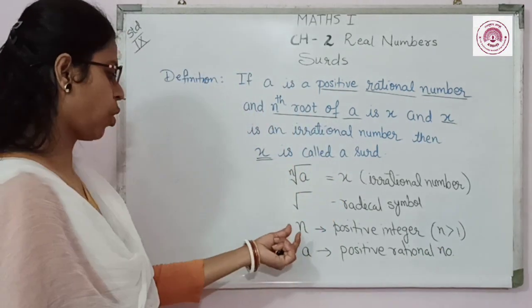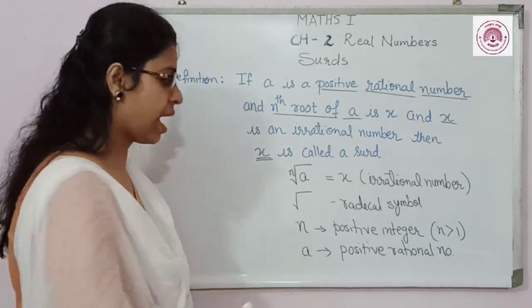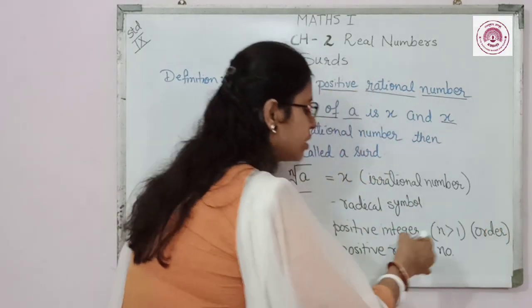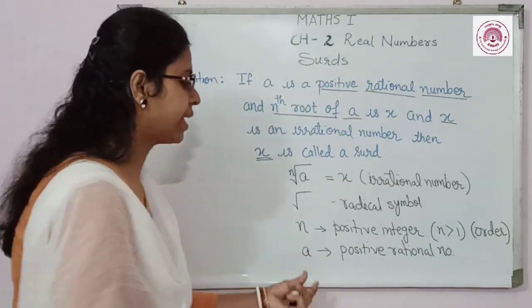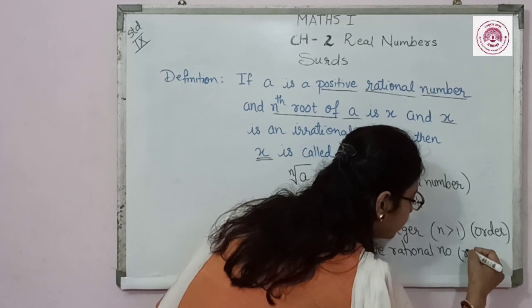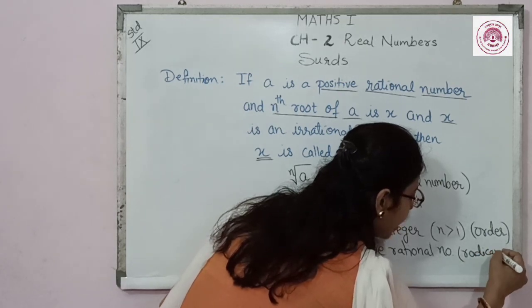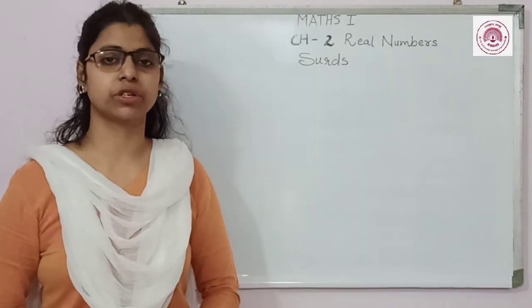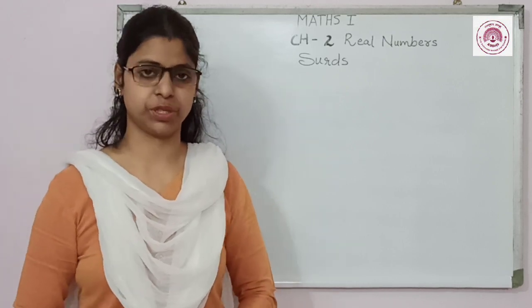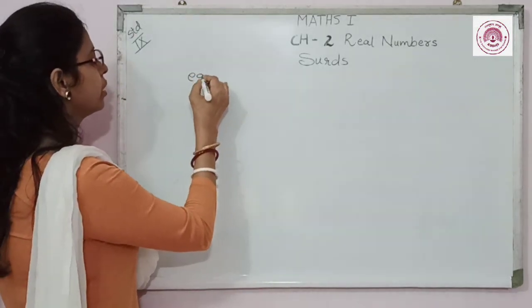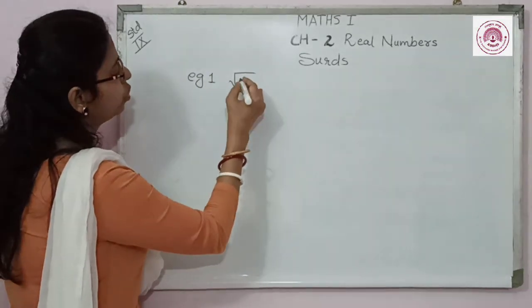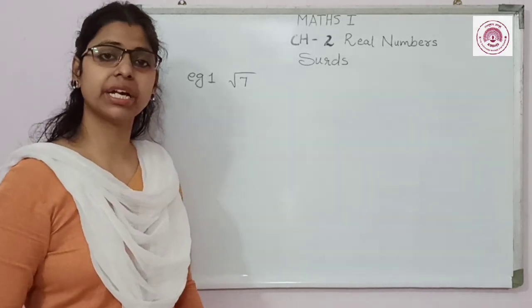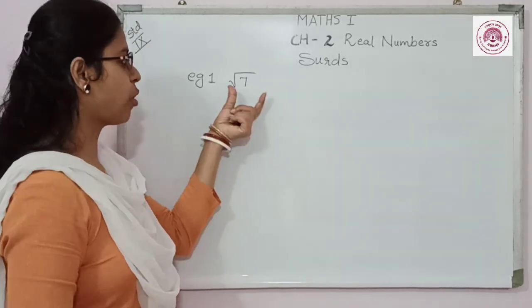Now, what are these called? This n is called the order of the surd, and a is called the radicand. So these terms are very important. Let's understand this with the help of a few examples. Let's take the first example. Example 1, square root of 7. Now we have to see whether the three conditions are satisfied or not for this number.